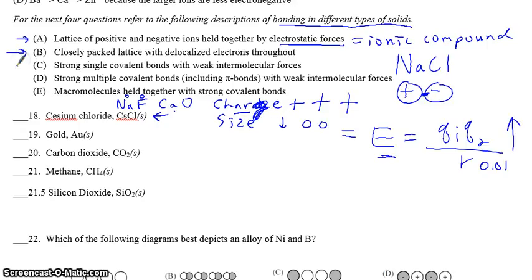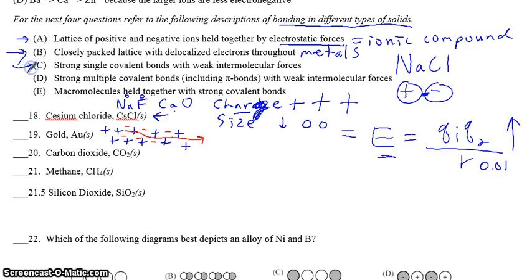B says closely packed lattice with delocalized electrons throughout. Now famously, metals actually have this characteristic. A metal is defined as positive charges with delocalized electrons. So positive charges with negative electrons existing everywhere, I should rather say. And that's why metals conduct electricity very well, because these electrons can be moved easily, and they conduct heat very well. They're malleable because these don't really belong to each other, so you can actually deform metals quite easily. So that is the definition of a metal.